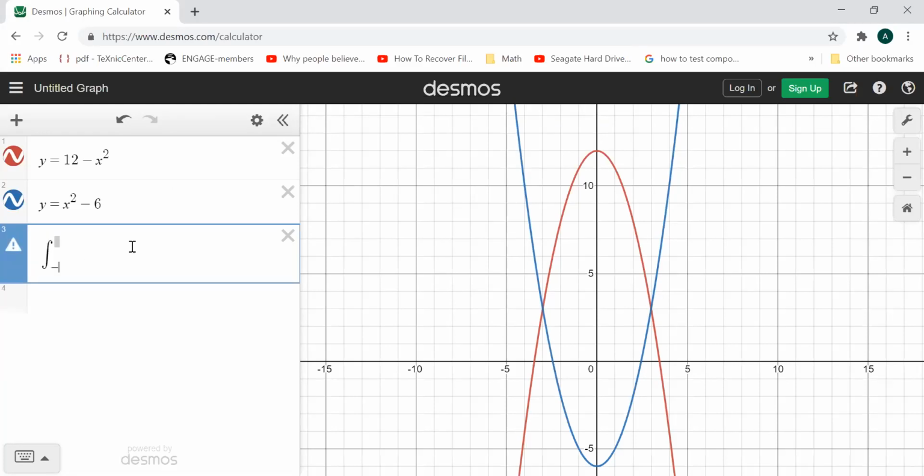INT for the integral sign from negative 3, up arrow, to 3. And remember when you write things here, see it kind of pops up and down there. You want to put everything in between parentheses and then say dx. And what I'm going to do, I'm going to say 12 minus x squared, like that. Minus, so that's the top curve, minus, and then x squared minus 6, the bottom part. So this is the integral, and there we go. It spits out the answer immediately, 72.